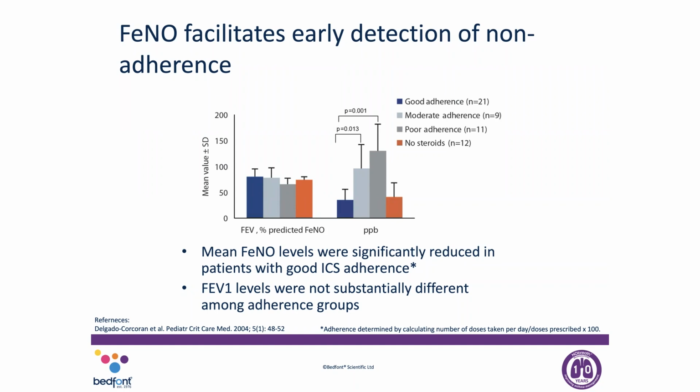FeNO is a really good tool for giving us an indication as to whether or not patients are using their inhalers. If you look at good adherence, the FeNO is nice and low, and as the adherence gets worse and slips, it rises up and up and up. And then you can see the control group, non-asthmatic volunteers, are nice and stable as well. So it is a tool that is very sensitive to picking up non-adherence to inhaled steroid medication really quickly.